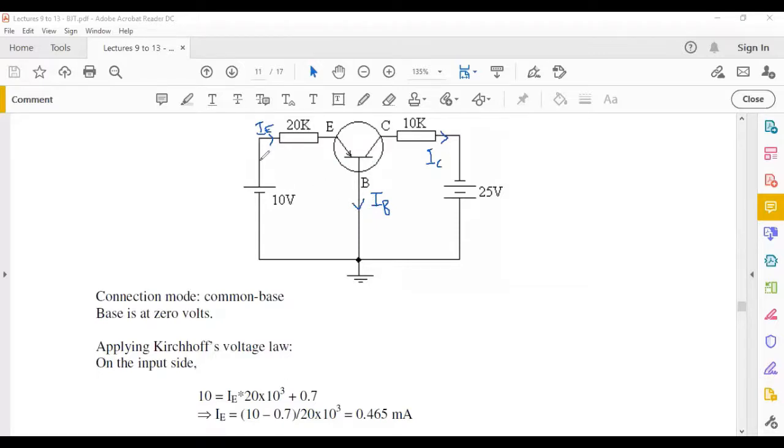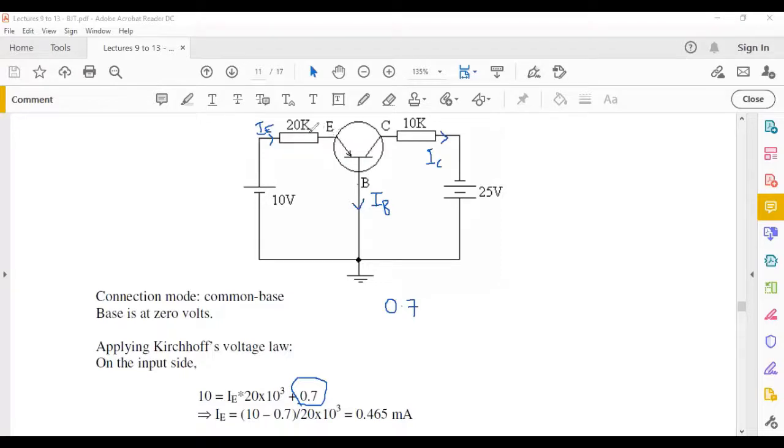Since this is positive here, this potential is more positive than this one. As you can see, this is grounded, this is positive. It means when I go from this point to this point, I'm going in the direction of increasing potential. So this is why here you have a plus 0.7. This is how I'm going to write the equation for the input side. I'm going to write plus 0.7 because I'm going from a low potential to a high potential, in the direction of increasing potential.